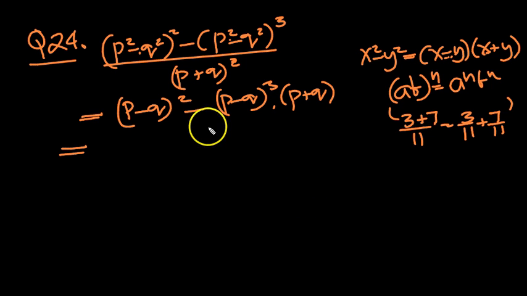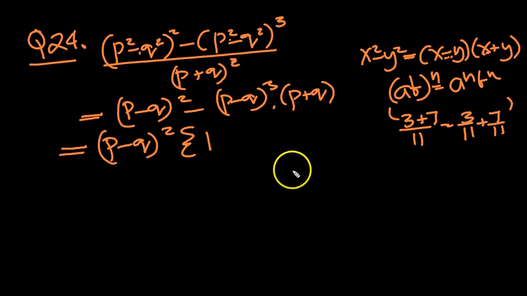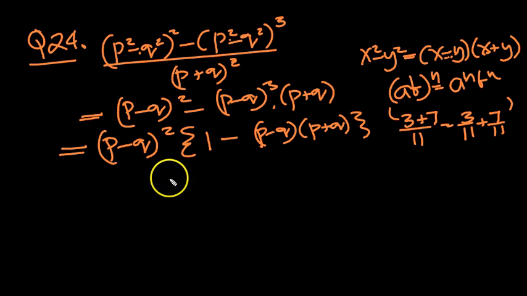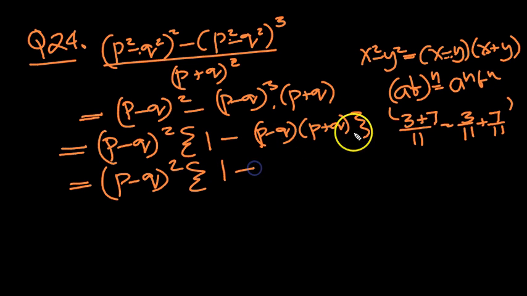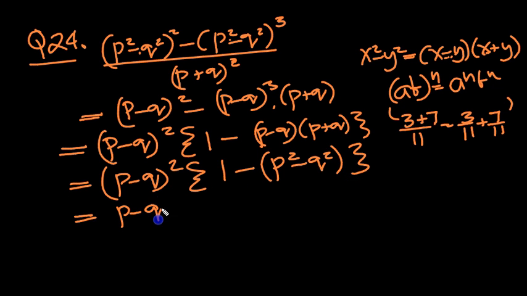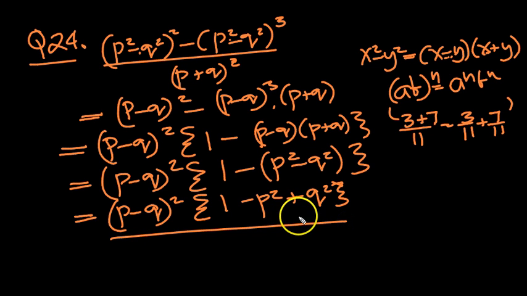Right, okay, well we've got a p minus q squared common. Take that outside the bracket, you've got 1 minus (p minus q) times (p plus q), yeah? Great. So that's equal to (p minus q) squared, and then we've got 1 minus, and this is the difference between two squares, so it will be p squared minus q squared. So in a bracket, and then you can run the minus through at the end if you wish. So it's 1 minus p squared plus q squared. There we go. That's 24 done. Good.